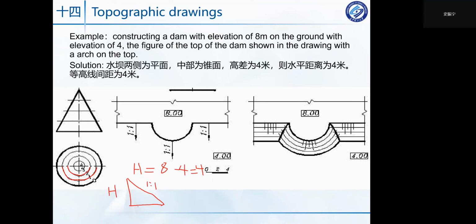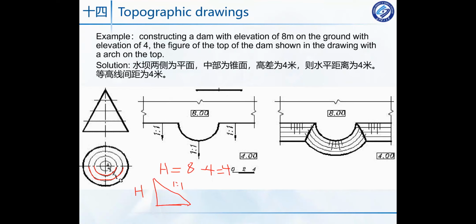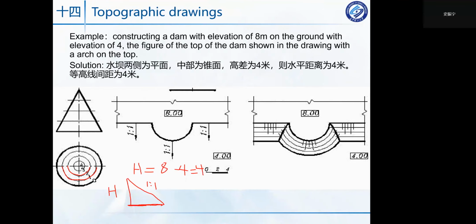So how about the horizontal distance? The horizontal distance is 4. Yes, it is also 4. L is equal to 4. Yes, I think you know how to use slope, and I'm very happy.